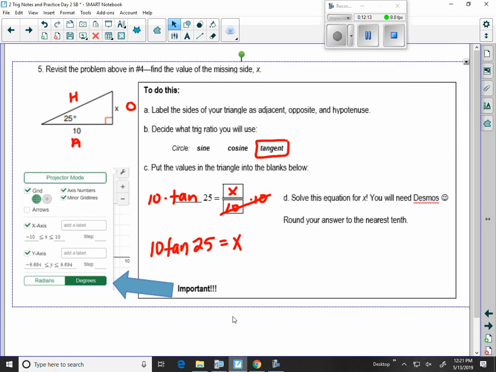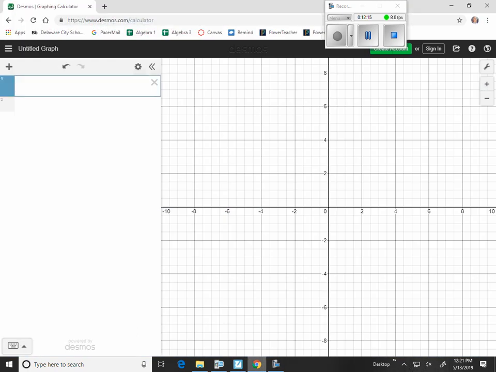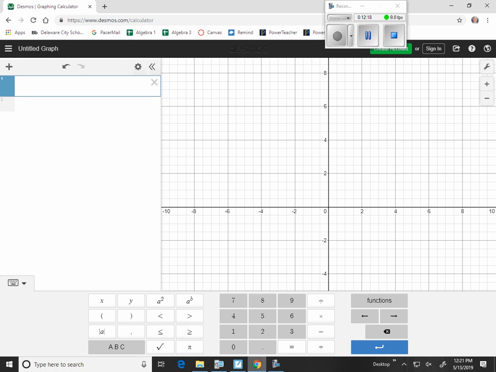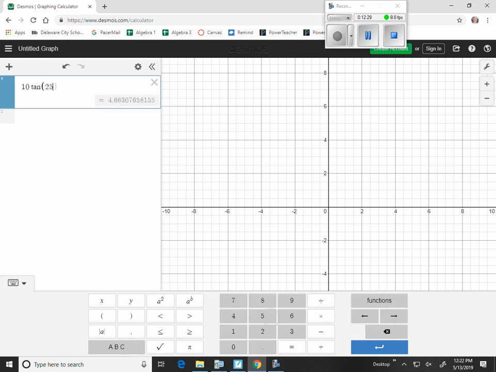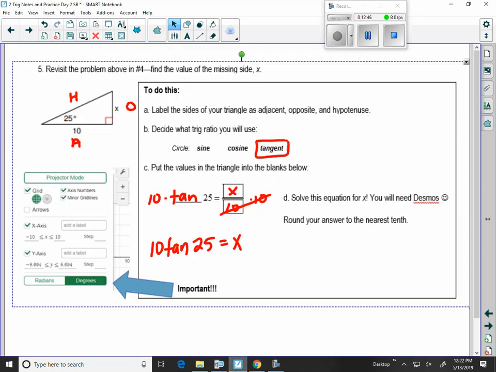Okay, so that's that. If I go to Desmos, I'm going to type in 10 tangent 25. There it goes. In Desmos, you just type 10 tangent 25, and it tells you 4.66, whatever. I'll say 4.6 or 4.7 is fine. Okay, we okay on using the calculator or Desmos to find those? All right, good deal.